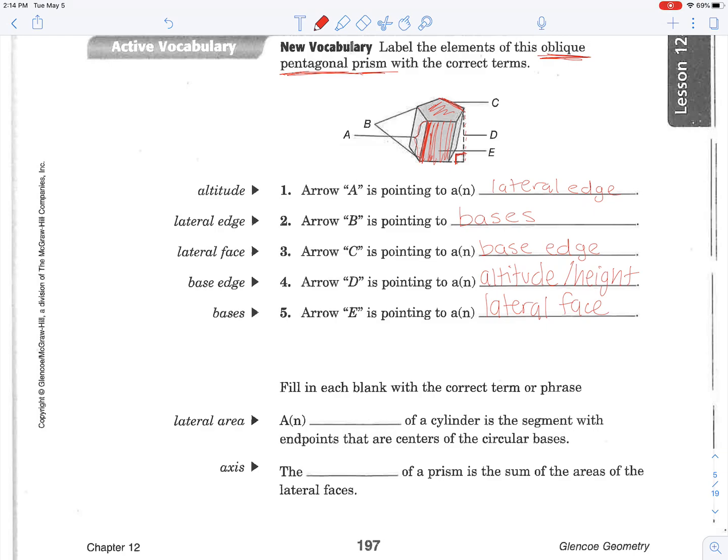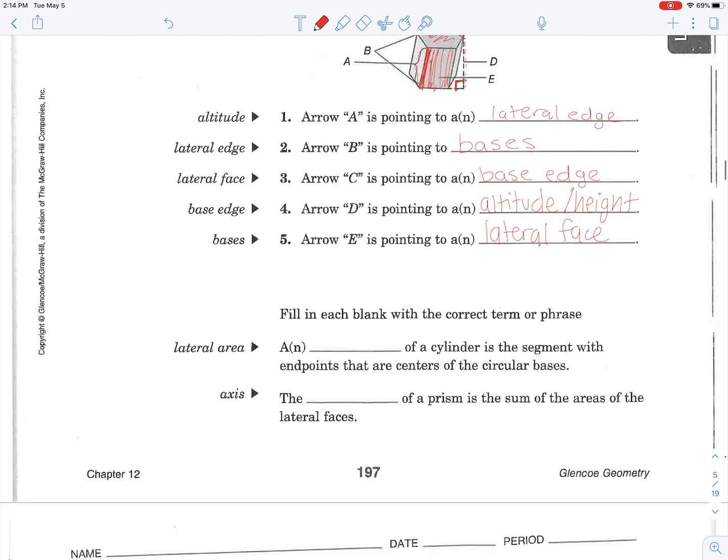Fill in each blank with the correct term or phrase. An axis of a cylinder is the segment with endpoints at the center of the circular bases. So if this is my cylinder, my axis would go from here to here. The lateral area of a prism is the sum of the areas of the lateral faces.